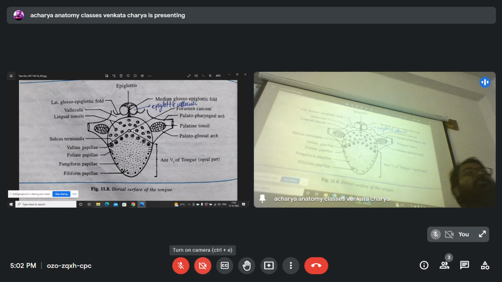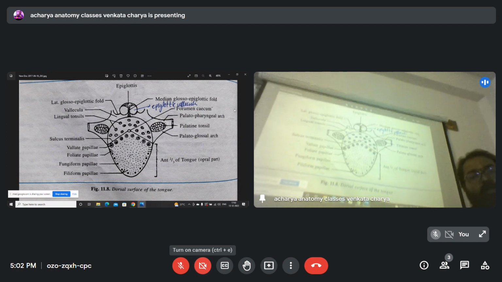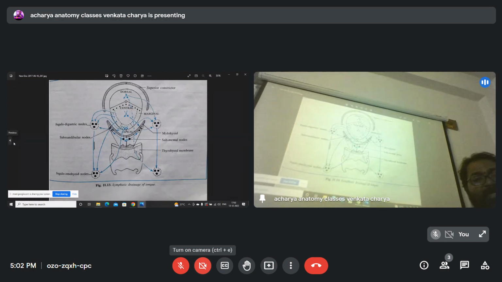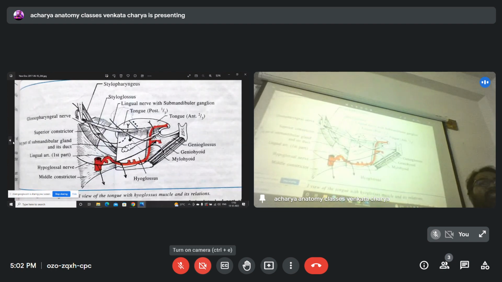There are two types of muscles. Number one, extrinsic muscles of the tongue. The muscles that come from outside are called extrinsic. Number one, the genioglossus, the first muscle. Next, the hyoglossus.